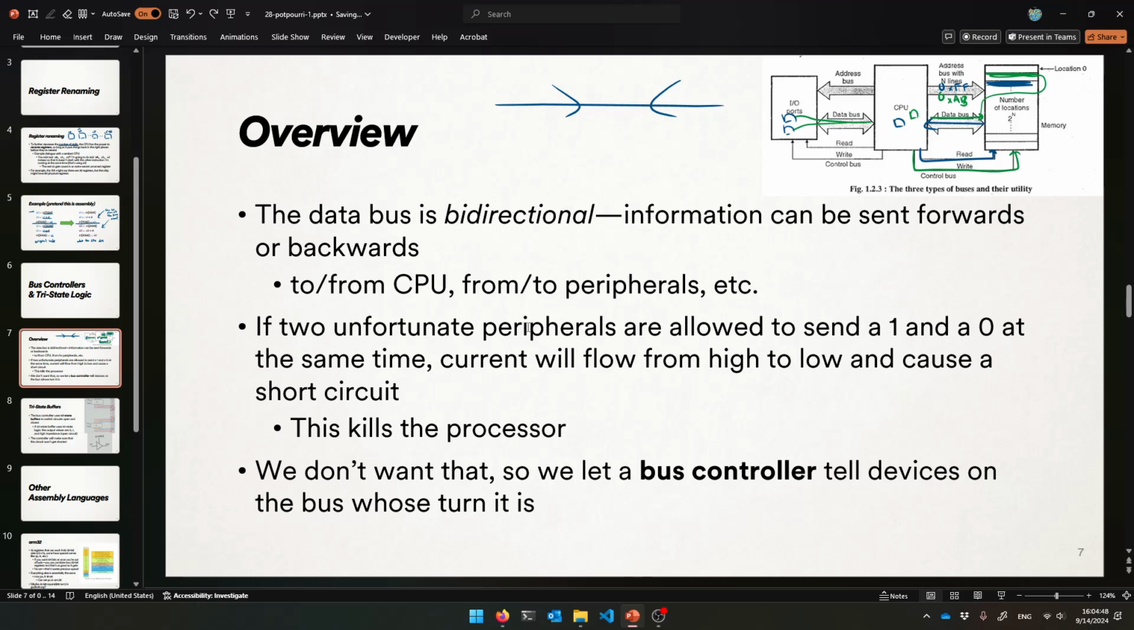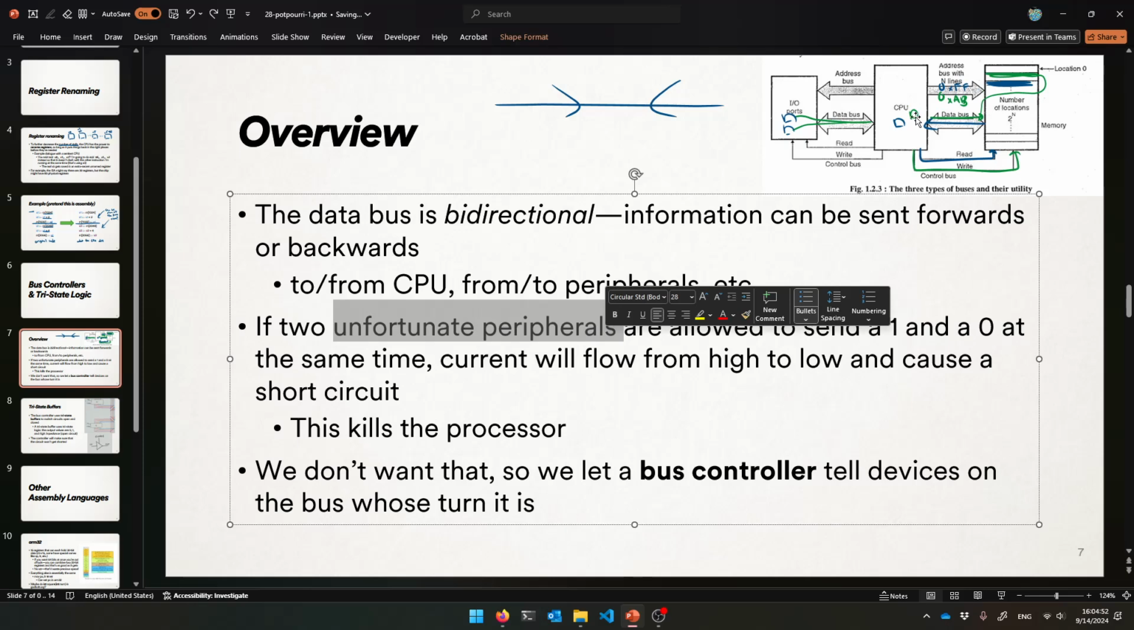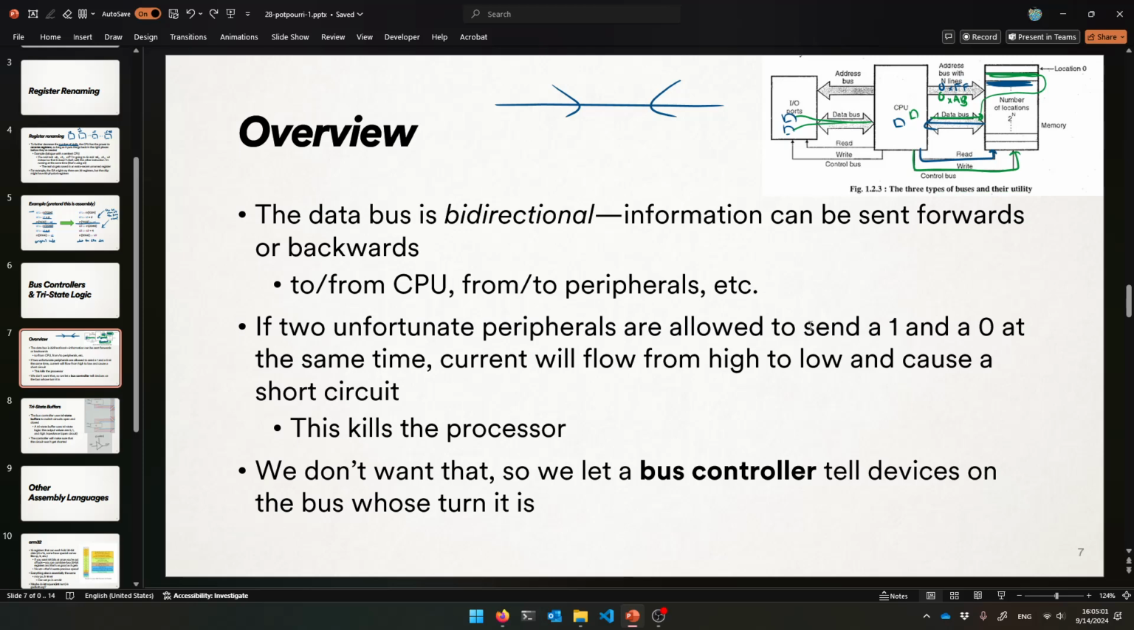It has to do with electricity. All right, if two peripherals, for example, or like the CPU wanted to do a read at the same time the memory was dealing with a write, like there were two things being passed along the data bus at once in each direction, that would involve somebody sending a 1 and a 0 at the same time, potentially. If two peripherals, one wanted to send a 1 and one wanted to send a 0, for example, what's going to happen? It's like you got two I/O ports.